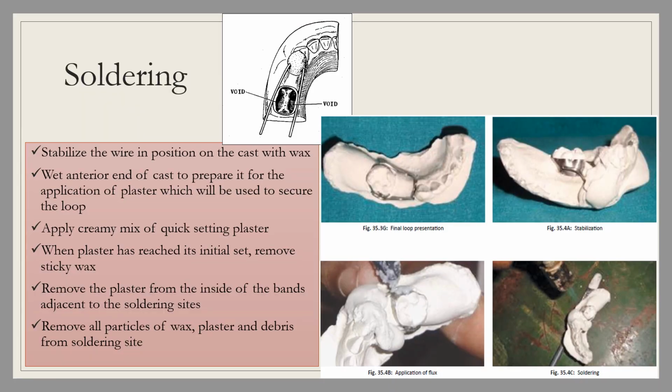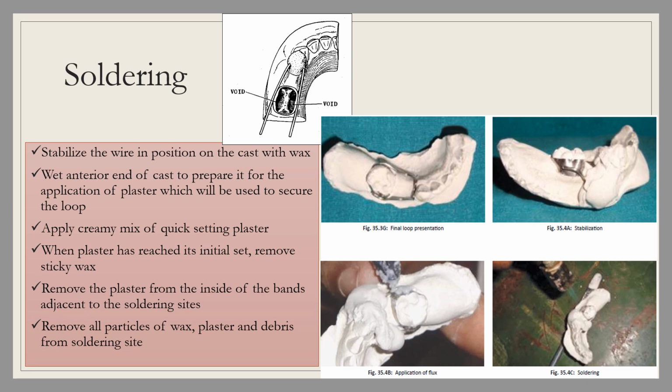Once the loop is done, you have to stabilize the wire in position. You can place some wax on the cast and then place the wire and stabilize it. Then you can mix some plaster and keep it on the mesial tooth so that it will get secured. A thick mix should be applied so that it will set fast.